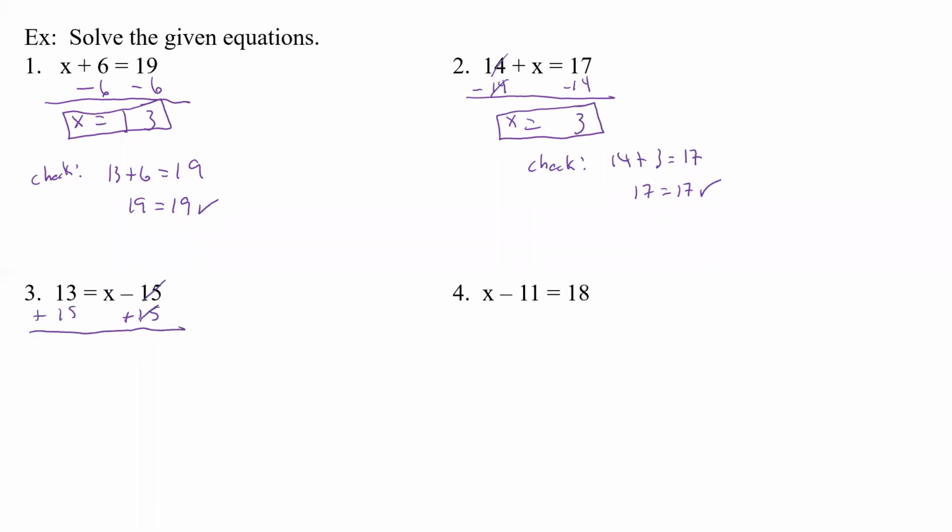When we do that, that cancels. 13 plus 15, so 3 plus 5 is 8, 1 plus 1 is 2, and that still equals x. Okay, so that's what we say our solution is. Now if we do our check, does 13 equal 28 minus 15? Well, 28 minus 15, 8 minus 5 is 3, 2 minus 1 is 1, so 13 equals 13.